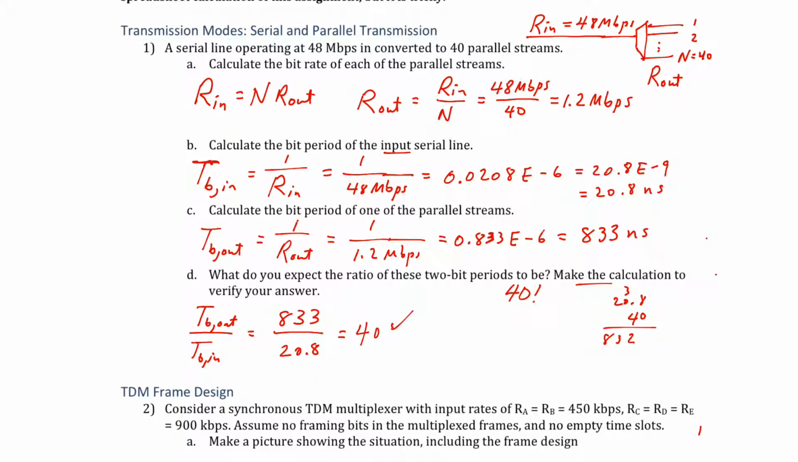And the algebra that goes into this is that if we have R in is equal to n times R out, then we can write 1 over T B in is equal to n times 1 over T B out. I've just substituted 1 over T for each of the R's up above, and if I cross multiply, I get T B out is equal to n times T B in. Okay, and so it works out exactly how you would expect.